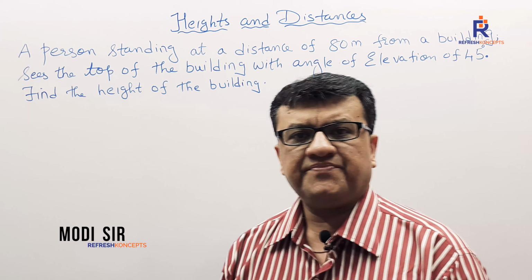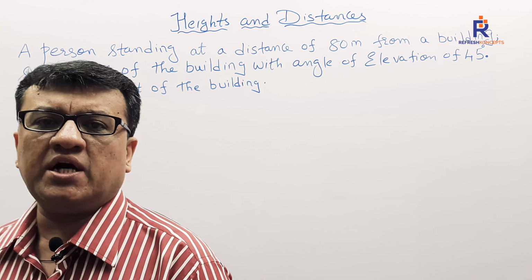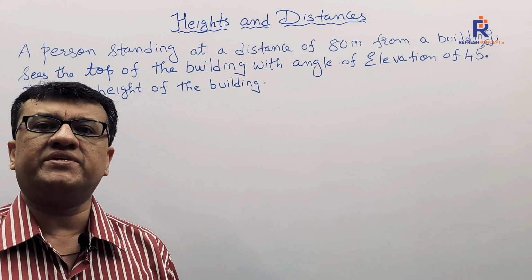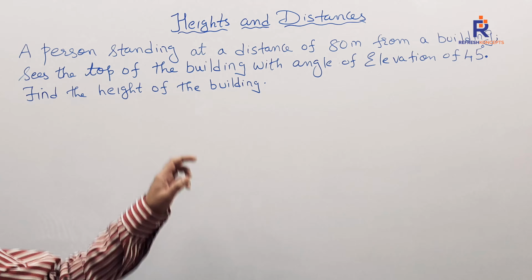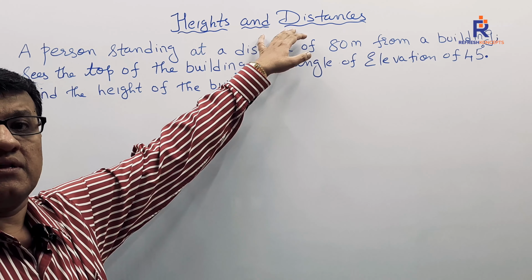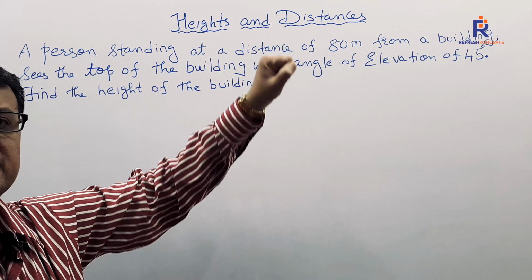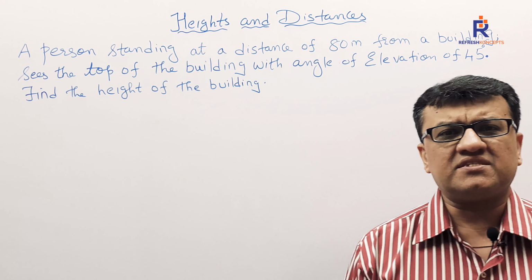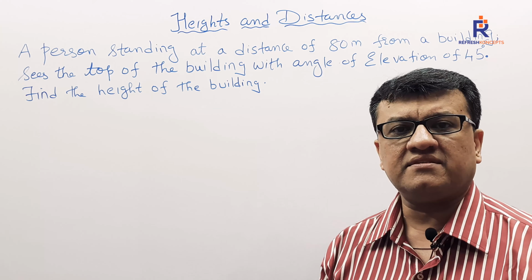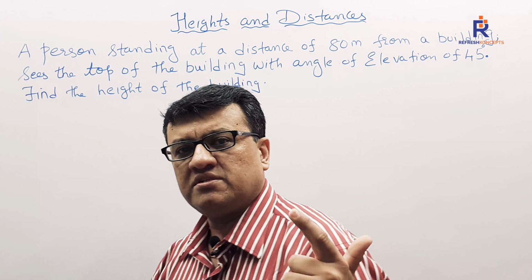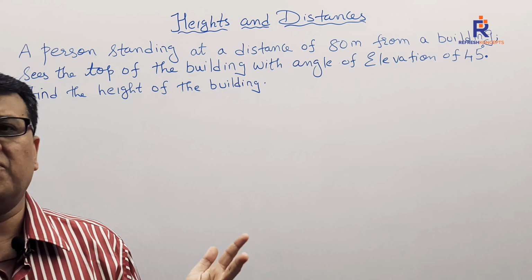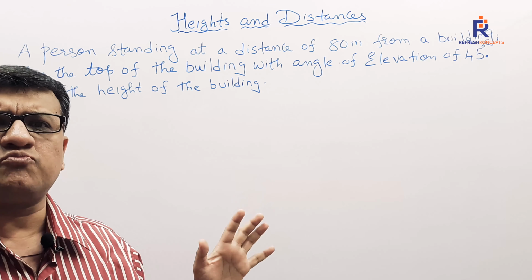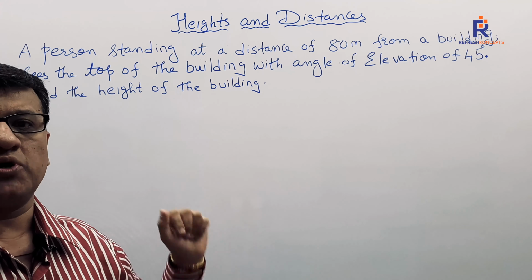Let's proceed further. Now, children, we are going to start with the word problems of trigonometry, which come under the title Heights and Distances. In the previous video we learned the terminologies about heights and distances: angle of elevation, angle of depression, line of vision. These are the common things we'll be using when it comes to word problems.